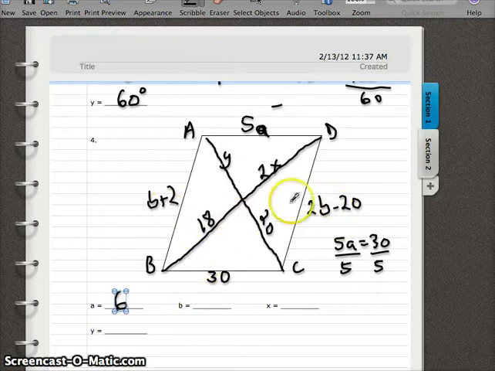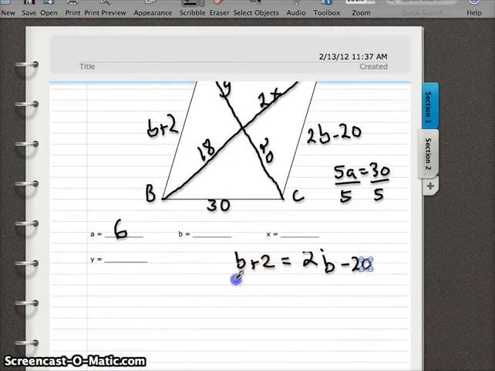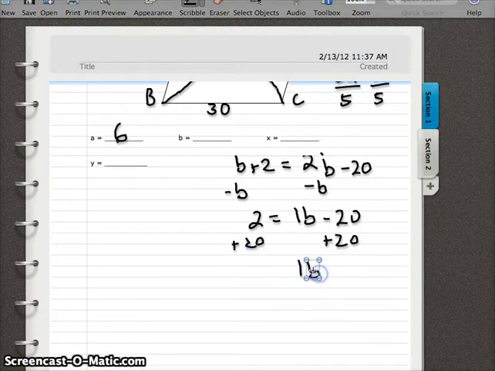We can do the same thing with our left and right side here. They're equal, so set their expressions or the values here equal to each other. So B plus 2 equals 2B minus 20. Let's subtract B from both sides. So we get 2 equals 1B minus 20. And then let's add 20. And we're nearly done. We get 1B equals 22. So B must be 22.